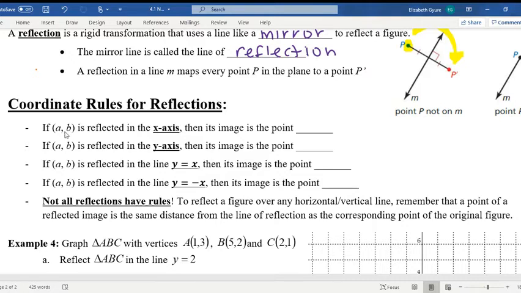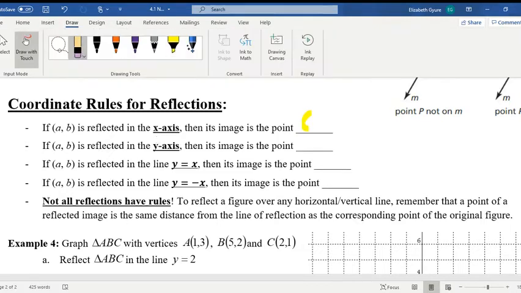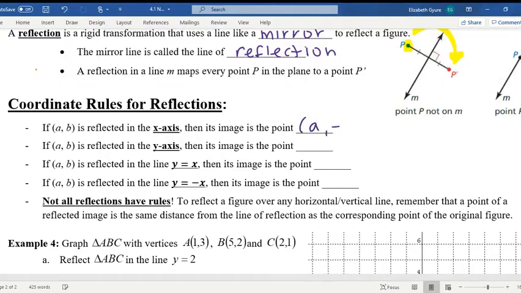If any coordinate AB is reflected in the X axis, that's your horizontal axis, then its image is the point A, negative B, or opposite of B. So A stays the same, your X coordinate stays the same, B, or your Y coordinate, becomes the opposite sign. If it was positive, make it negative. If it was negative, make it positive.